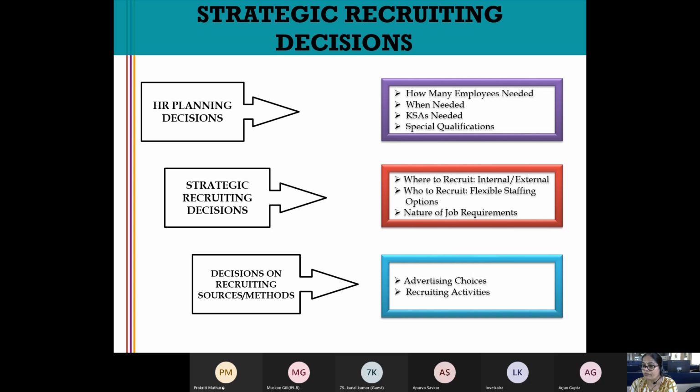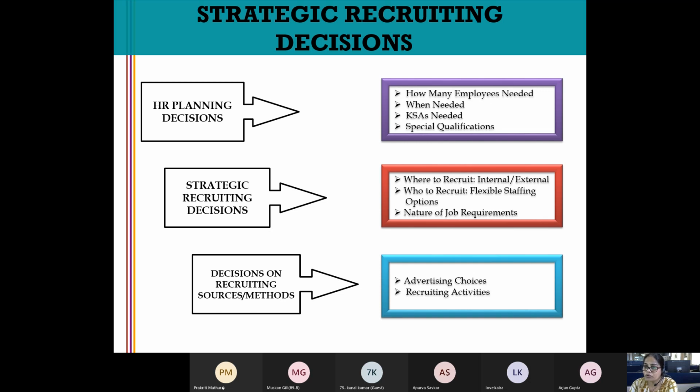So special qualifications may be some of the attributes, or sometimes, for example, a teacher's post requires a teachers training course which has actually been done. Special qualifications for university teachers may be NET or SET qualified. So you have to identify the special qualification required for that. So they all are HR planning decisions.